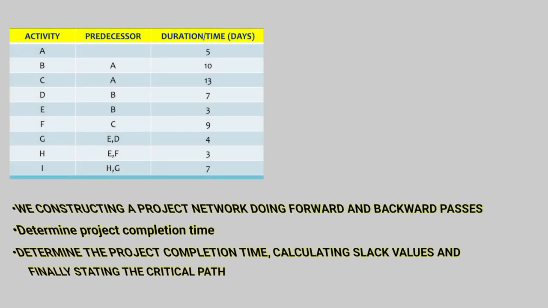As you can see, there are 3 steps in constructing a critical path. First, we construct a project network, doing forward and backward passes. The second one, determine the project completion time. And last, calculating the slack values, and finally stating the critical path.